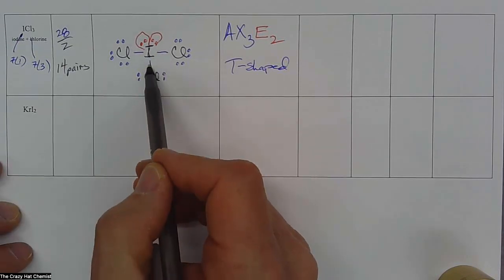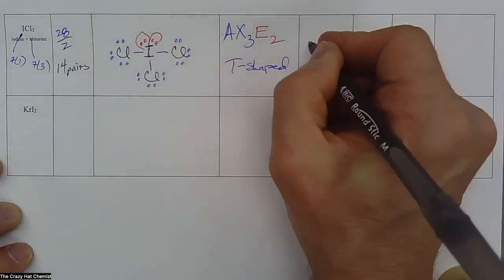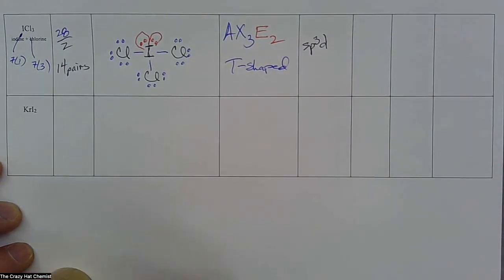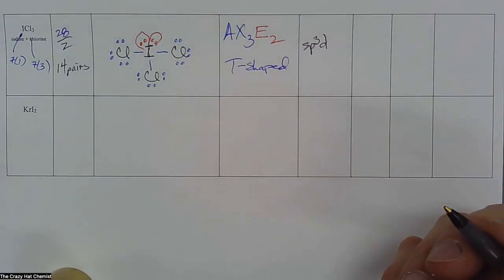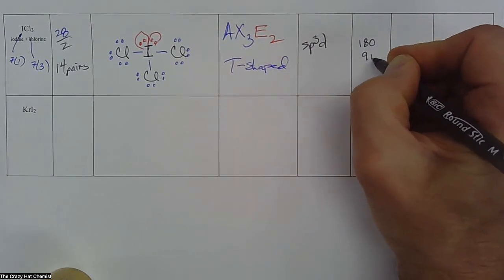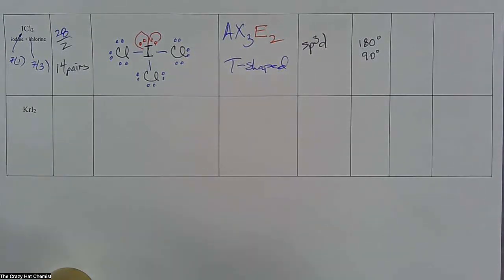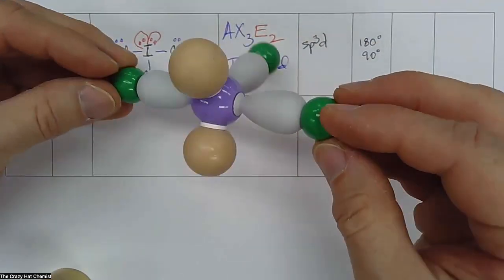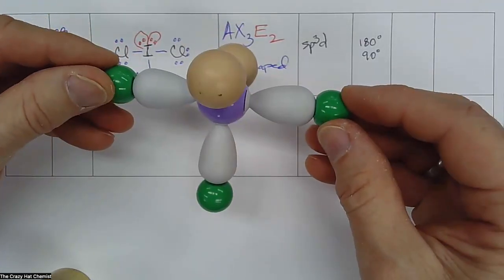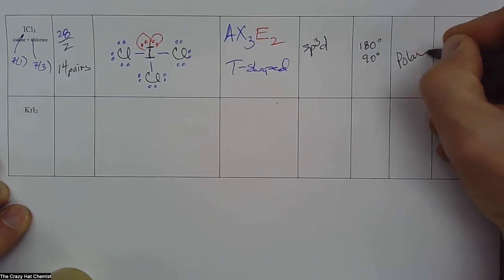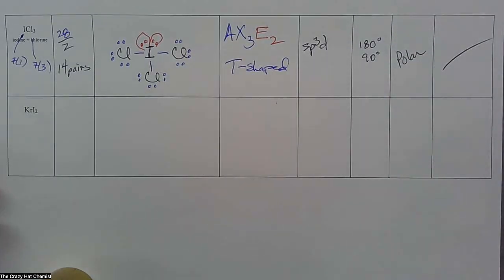So this is sp3d. And that, of course, sp3d has bond angles that are 180 and 90. And this is the one that is T-shaped. And I'm going to draw that. I'm going to show you this one. I pity the fool, Mr. T, again. We did that one. And this is most certainly polar. There are no geometric isomers for that one.